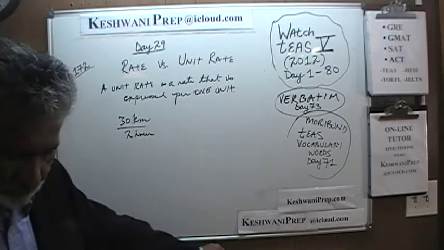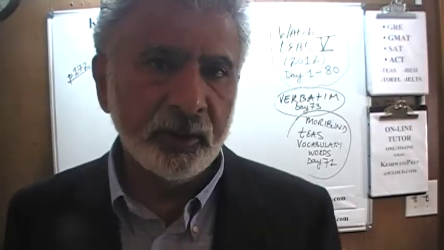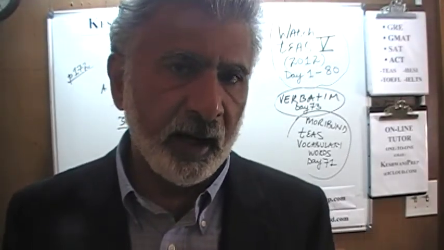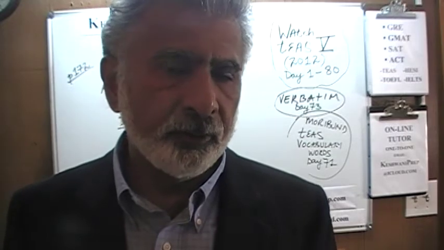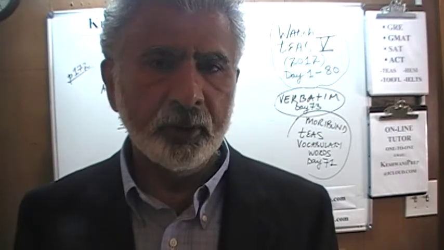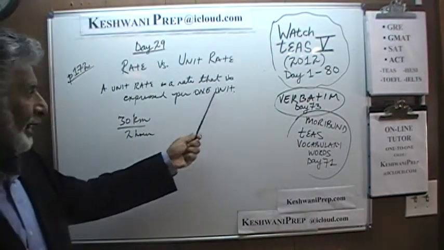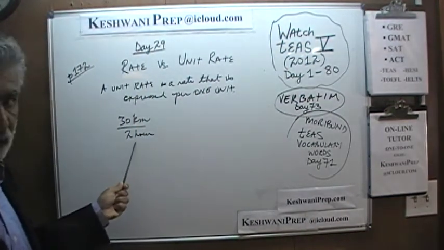As you can see, 30 kilometers per 2 hours is not exactly how we express speed in our daily life. When somebody asks you how fast you drove, you do not tell them that you went at the speed of 30 kilometers per 2 hours. It's always per hour. Per hour is a unit rate, per 1 hour, per one unit. The bottom has to be one.